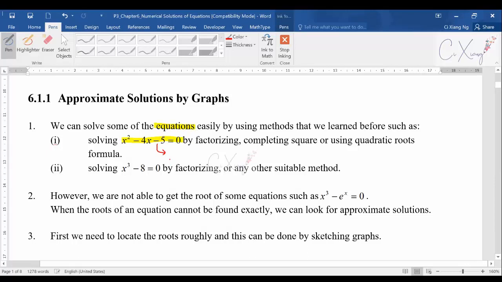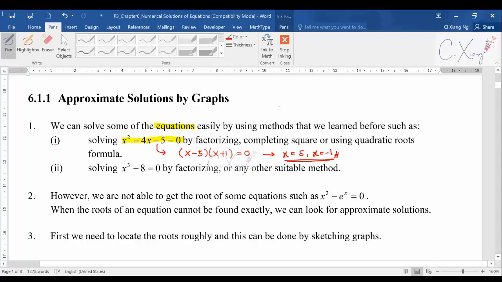Once you know that it belongs to a quadratic equation, then you know that to solve a quadratic equation, you can use the methods that you learned. For example, you can use factorization, which is something like you can factorize it nicely, x minus 5 and x plus 1 equals 0, and in the end you will get the roots: x equals 5 and x equals negative 1. So the values of x here, we call them the roots of this equation.